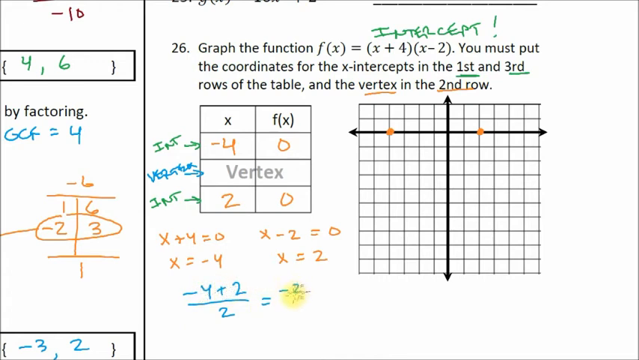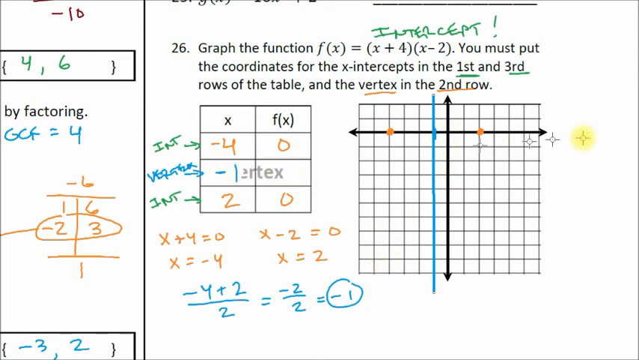Negative 4 plus 2 is negative 2. Negative 2 over 2 is negative 1. There is the x value of our vertex, negative 1. Now, class, here's another way to do this. Count how many spaces there are between the x-intercepts. 1, 2, 3, 4, 5, 6. And then go halfway. 1, 2, 3. Make a line right there. Because that is going to be your axis of symmetry, and that is where the vertex has to be. So we've got your axis of symmetry right there at negative 1.